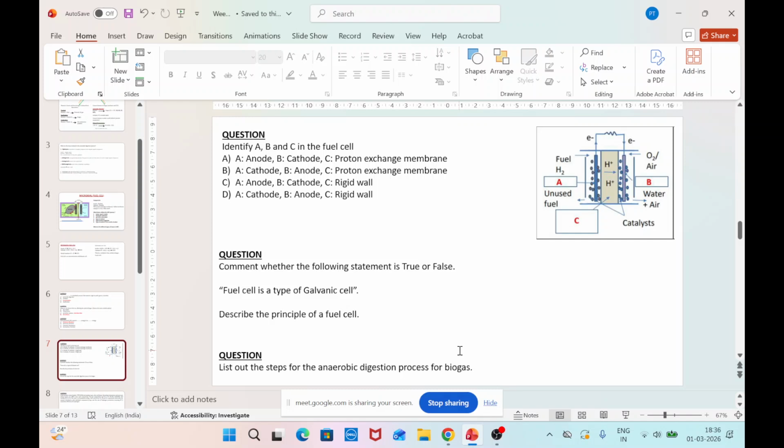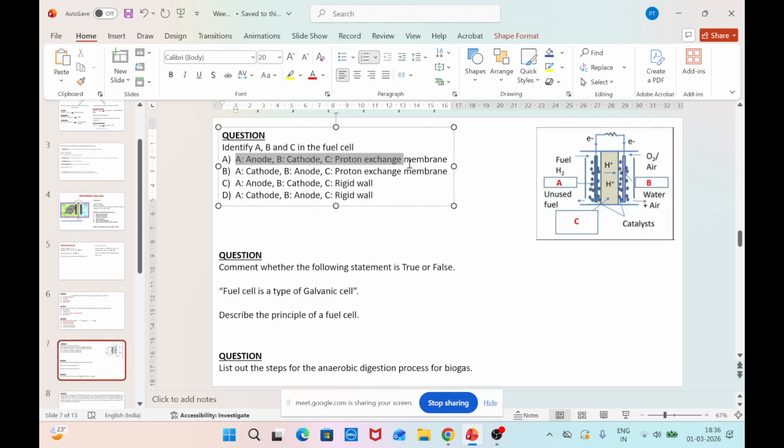Similarly, if you observe the arrows or direction of the H plus ion, it is moving from the left-hand side to the right-hand side. So left should be anode and the right should be cathode. And through a rigid wall, H plus ions cannot move, so it should be a membrane, that is the proton exchange membrane. So option A is correct. A is anode, B is cathode, and C is proton exchange membrane.